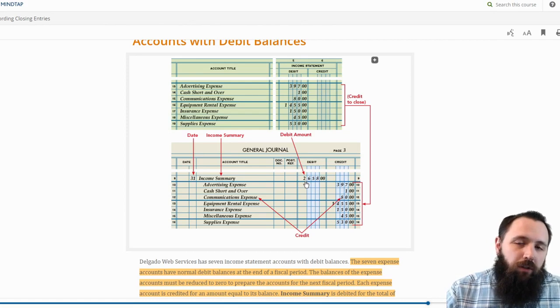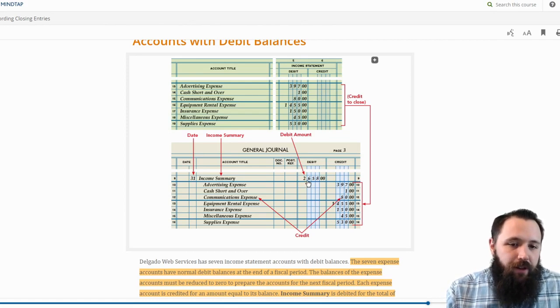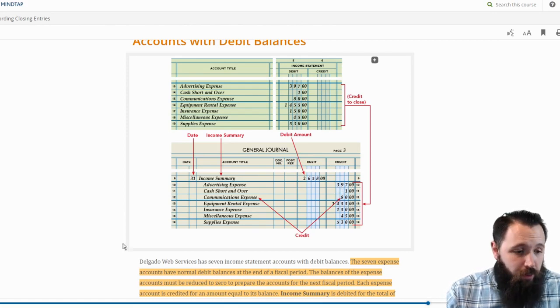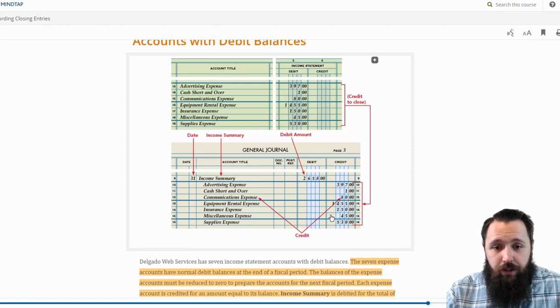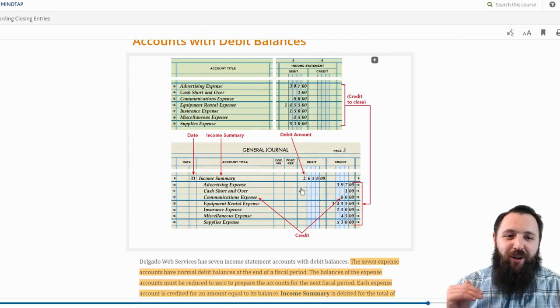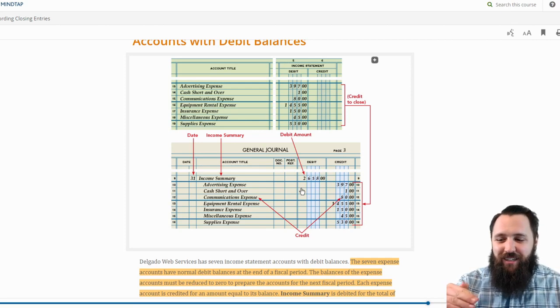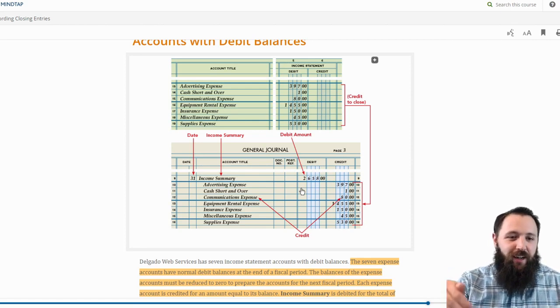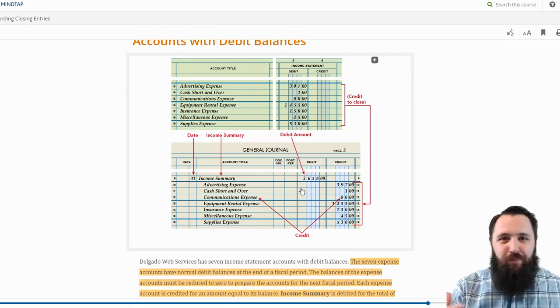Well, that's all of our expenses added up. So we go ahead and add up the 397 plus the 1 plus the 80 and so on and so forth. And all of these expenses will add up to 2,658. And we're not going to record on our closing entries each one separately, like income summary, advertising expense, cash short and over, income summary, communication expense, income summary. It'd be pointless to do.